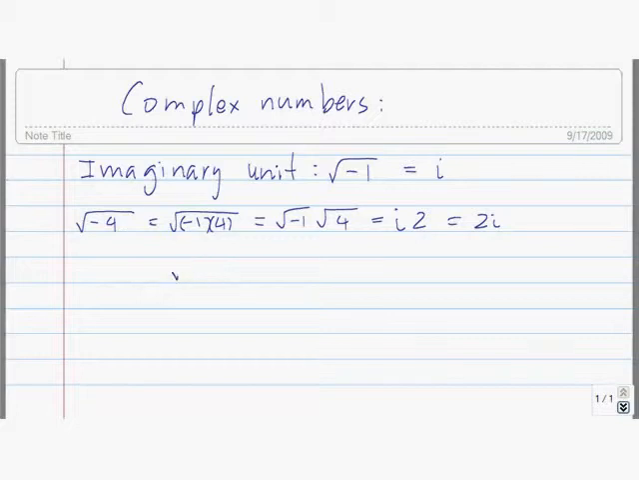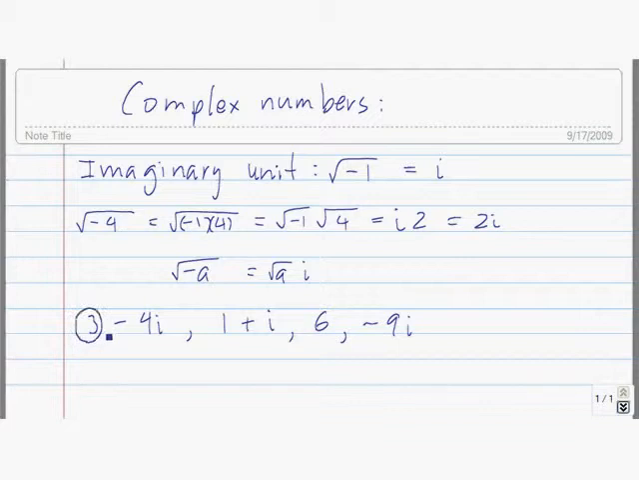More generally, the square root of -a for any number a is equal to the square root of a times i. Other examples of complex numbers are the numbers 3 minus 4i, 1 plus i, 6, okay, so real numbers are also complex numbers, and -9i.